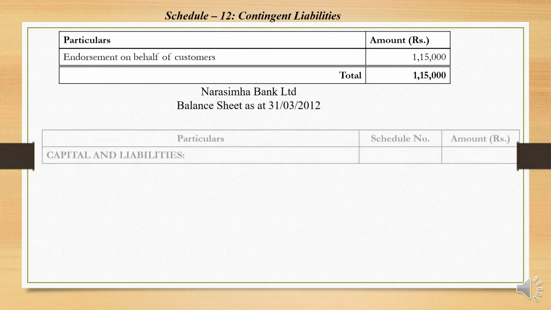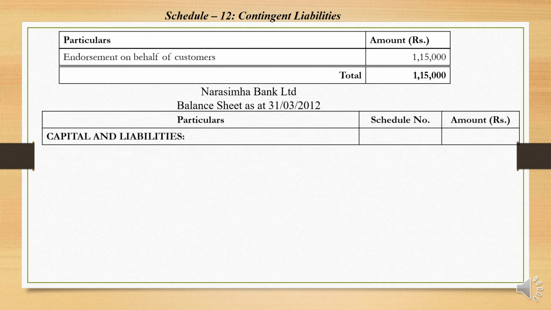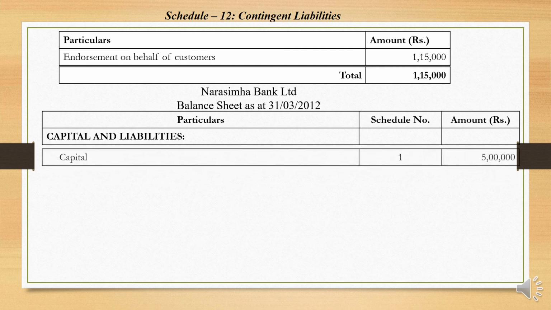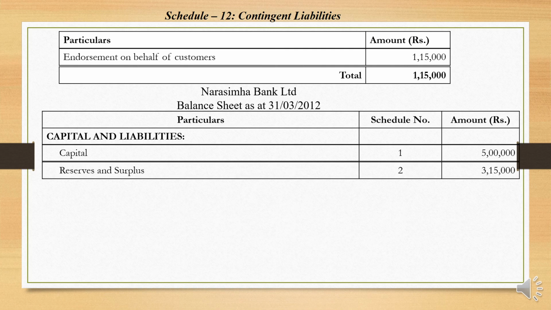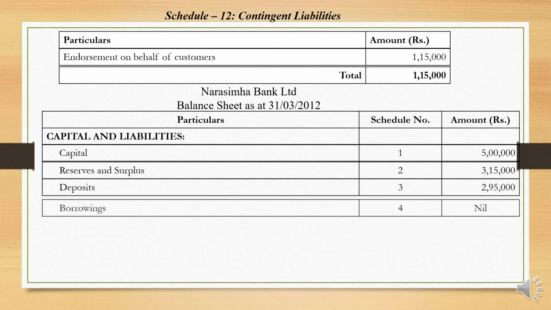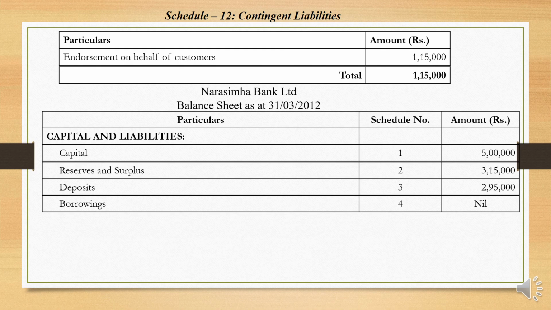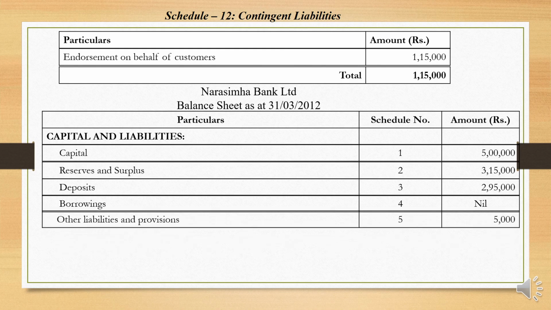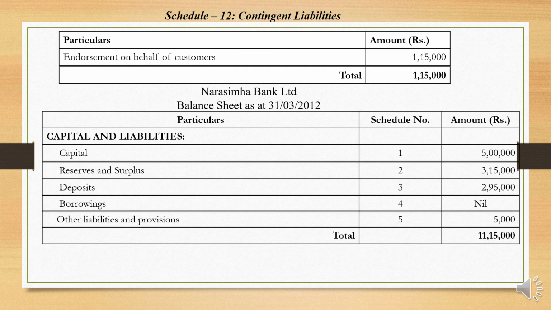This is the format of the balance sheet. We'll start from capital and liabilities. The first one, schedule number 1, capital 5 lakh, reserves and surplus 3,15,000, schedule number 3, 2,95,000. Then schedule number 4, borrowings, which is nil as per the working note. Next, schedule number 5, other liabilities and provisions 5,000. Schedules 1 to 5 deal with liabilities. So we have the total liabilities here 11,15,000.